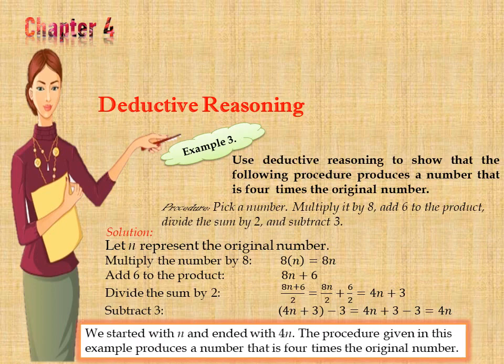So hence, we started with n and ended with 4n. So meaning, the procedure we are following produces a number that is 4 times the original number.